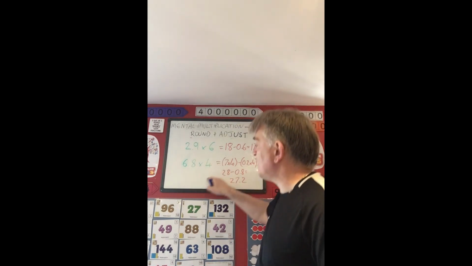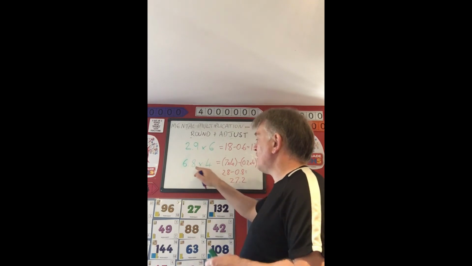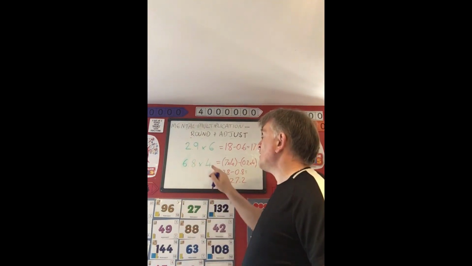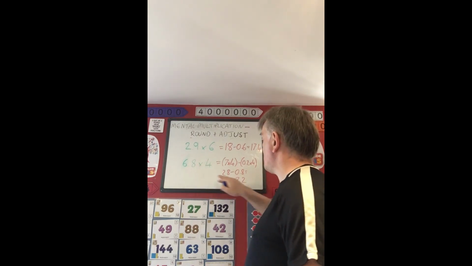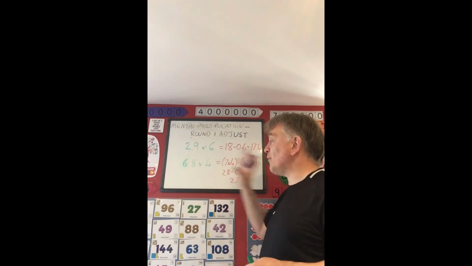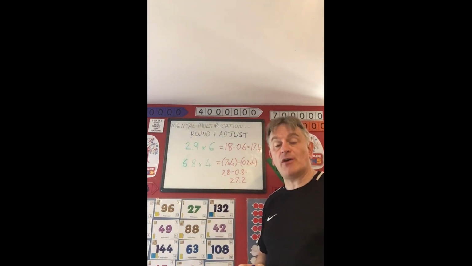Let's just double check. 4 times 6 is 24. 8/10 times 4, or 0.8 times 4 is 3.2. So 24, add 3.2 is 27.2. So again, both strategies work, but again, round and adjust, great for decimals.